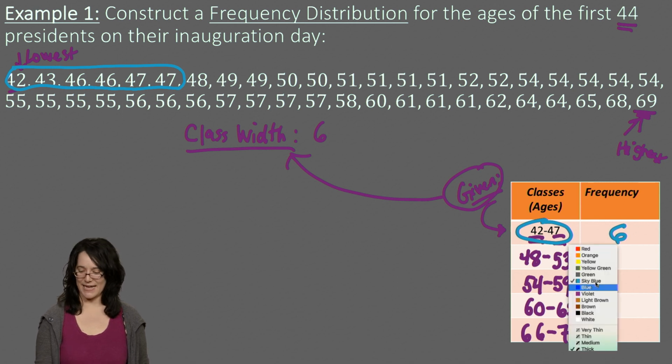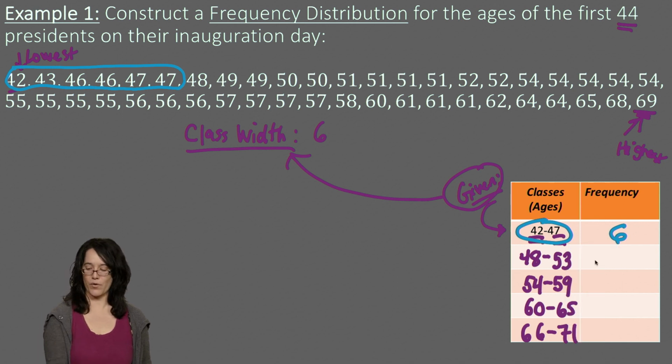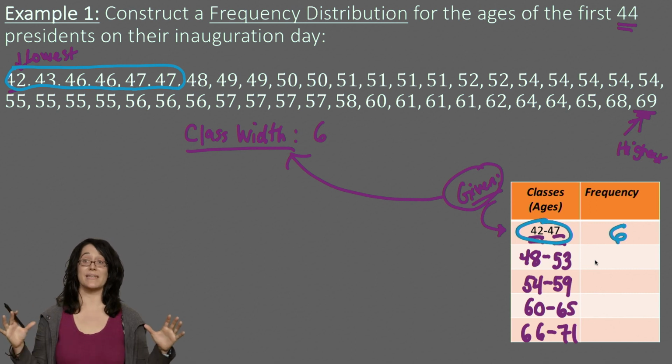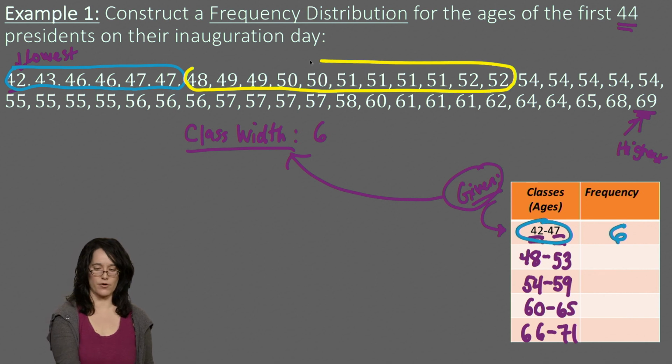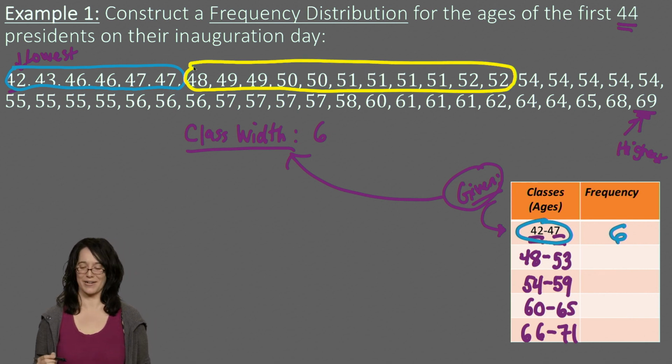For the second class, I'll pick another color like yellow here. 48 through 53. Again, I've sorted the data. That's really important. First step. If you haven't sorted the data, you would want to do that first. So now I would do 48 through 53. That looks like it goes all the way to 52 here. There are no 53-year-old presidents on Inauguration Day so far.